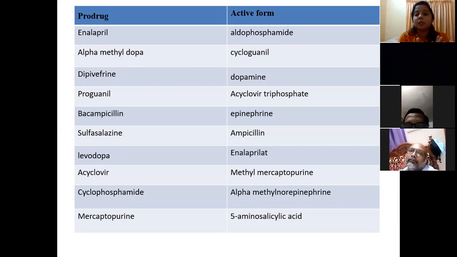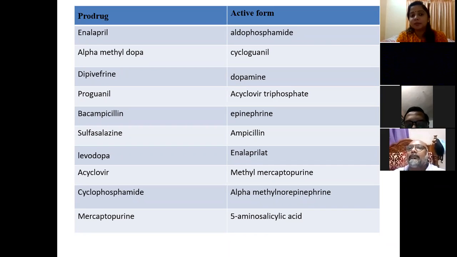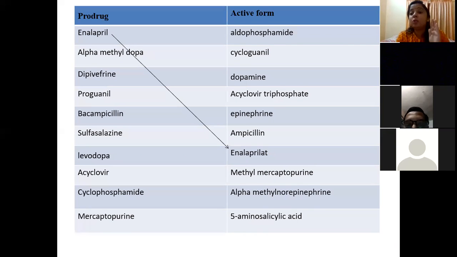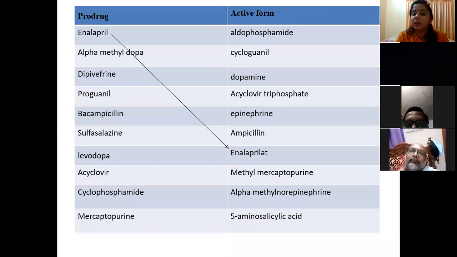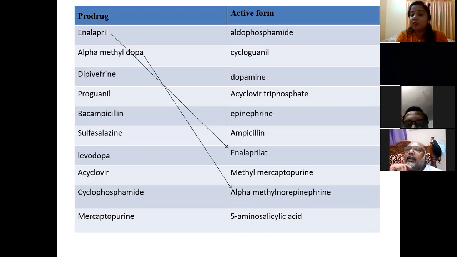So I've just put a match the following. Once you try the match the following, the names of the drugs will be familiar to you. First one, let's attempt this match the following. Prodrug enalapril. What is the active form of enalapril from these options? It is enalaprilat. Names are similar, just to make you familiar with the names of these prodrugs. Okay. Alpha methyl dopa, which is the active form of alpha methyl dopa? The names will be almost similar. So you can just go through the options in the second column. Alpha methyl dopa, the prodrug, is alpha methyl norepinephrine.